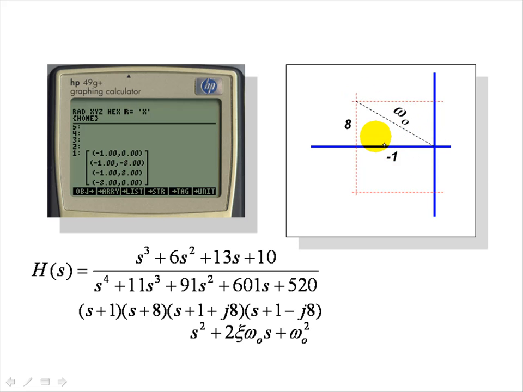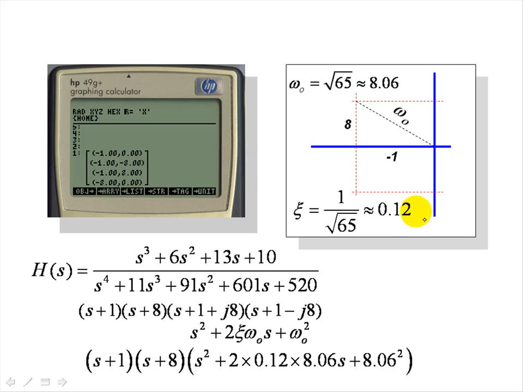Given the real and imaginary parts of the roots, we use Pythagoras to find omega naught, 8.06 radians per second. Now we determine z. The cosine of this angle, the angle between this distance line and the negative real axis. Z, the damping factor, is 1 over omega naught, 0.12. The denominator can be written like this.